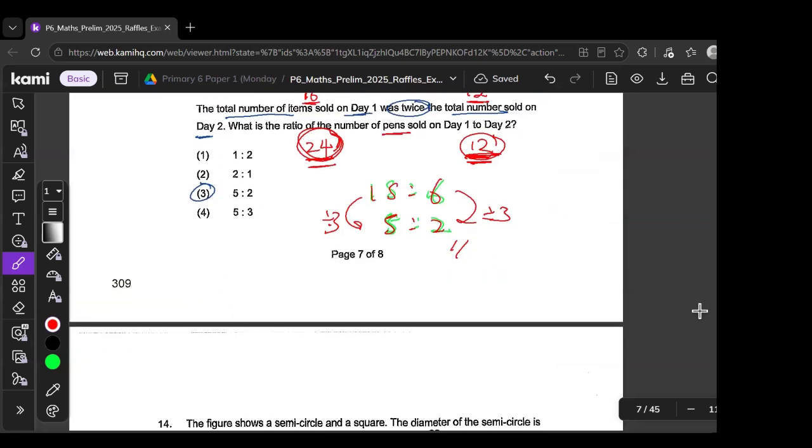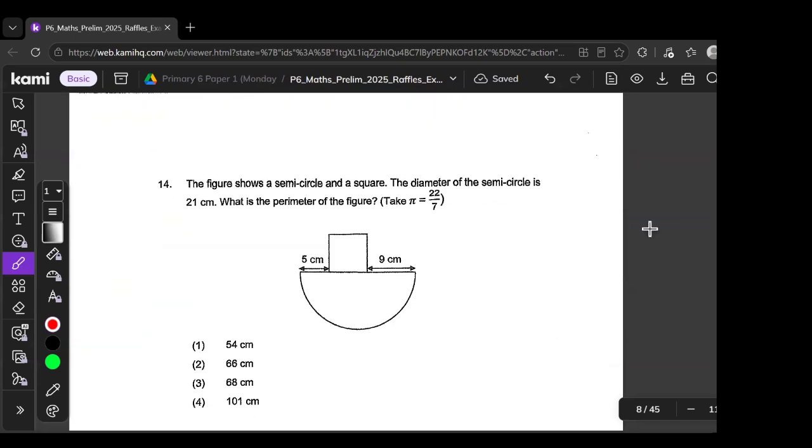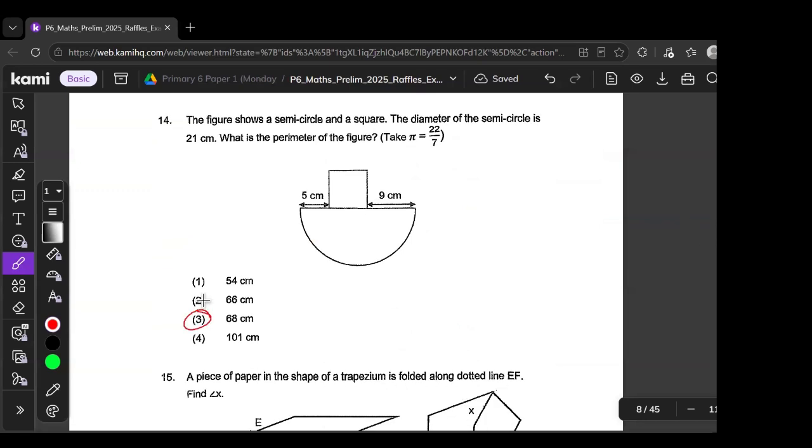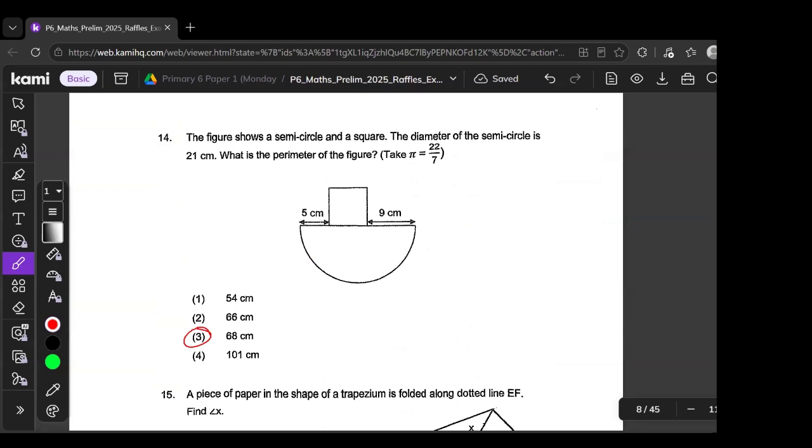Okay, now question 14, your answer will be number 3. All right, what's the perimeter of the figure? Your picture cannot be clean. You must put numbers on the picture. This is 21 cm, which is the diameter. You minus 5 minus 9, then the side of the square is 7. So you must put numbers on the picture, because you're finding the perimeter, you will need to add all the sides.